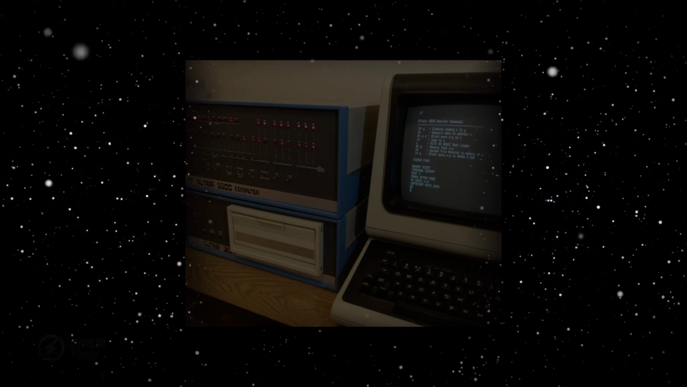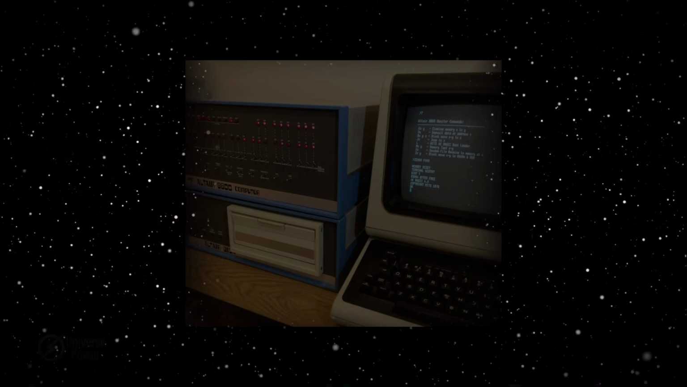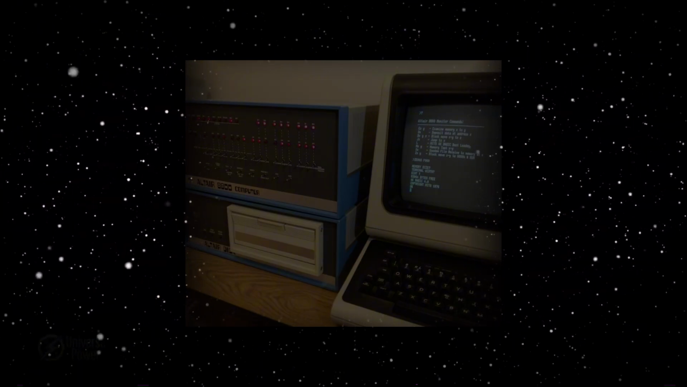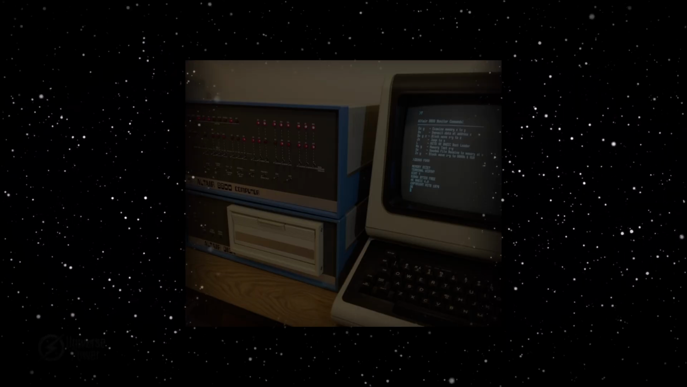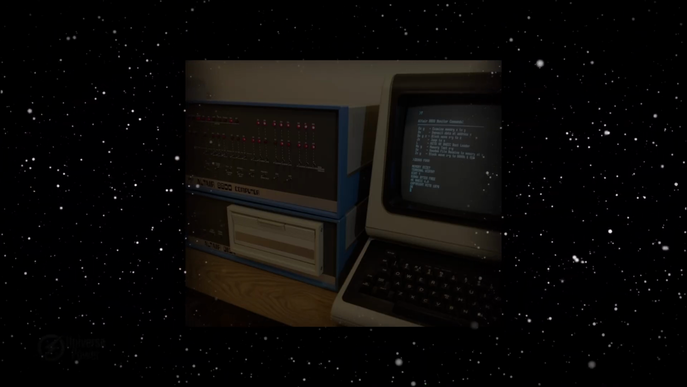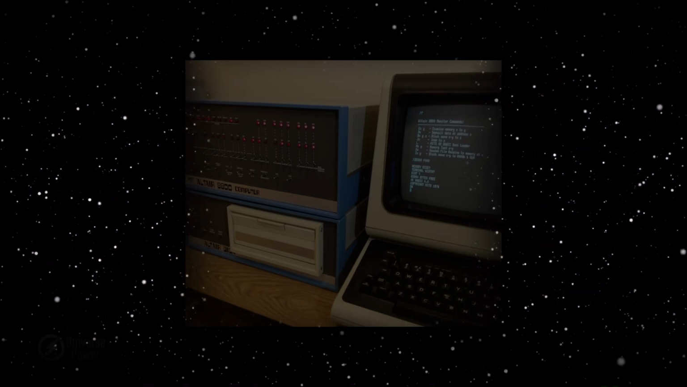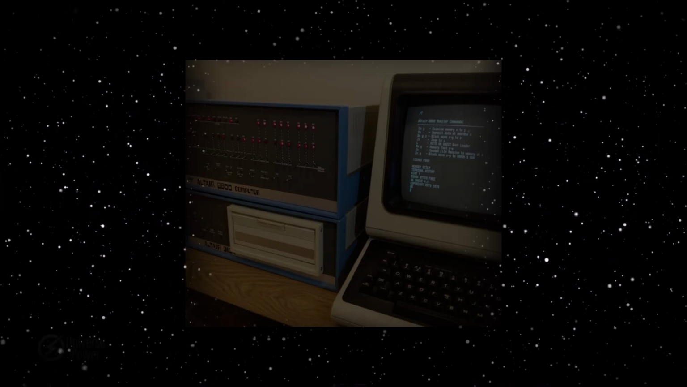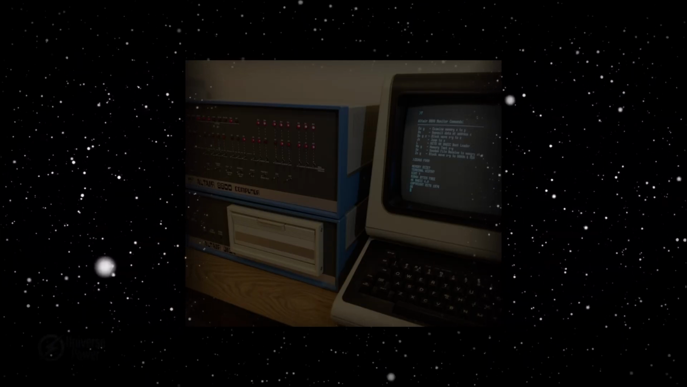A young Bill Gates and Paul Allen wrote a version of BASIC for the Altair, founding Microsoft. Steve Wozniak and Steve Jobs were inspired to build the Apple I soon after. The Altair showed that computers didn't have to be locked in universities or corporations. Ordinary people could own one, starting the personal computing revolution.